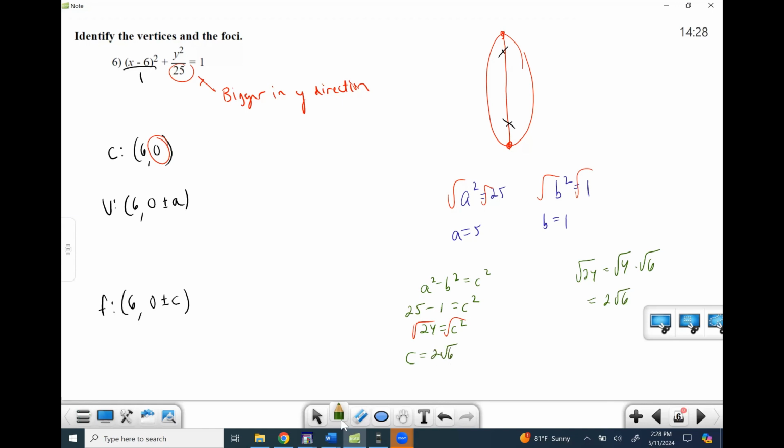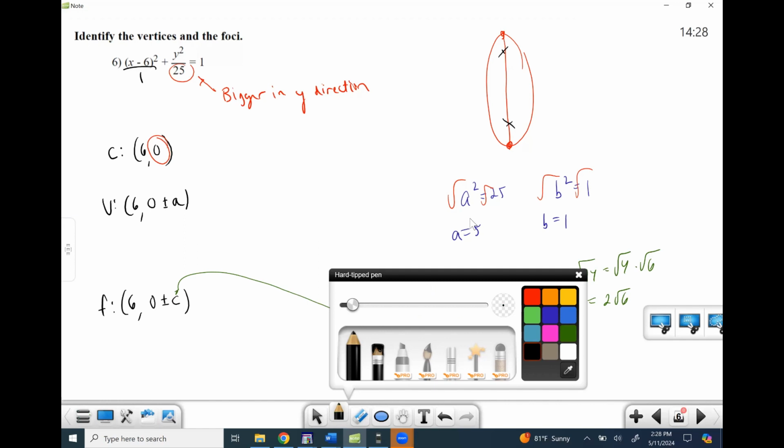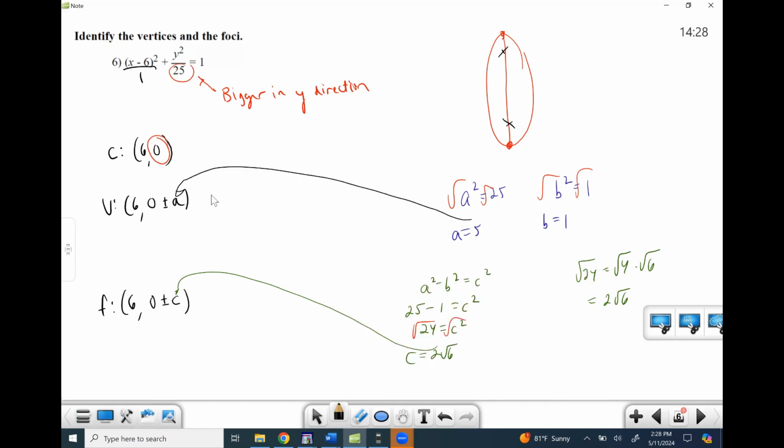So we're going to substitute in all those values, right? Right there. And then right here. So here we go. So we got 0 plus or minus 5. All right. Well, 0 plus 5 is 5. And 0 minus 5 is negative 5. So there's our vertices. Now for our foci, we're going to take that 2 root 6 and plug it in. So our two cases there are going to be 0 plus 2 root 6. That's just 2 root 6.